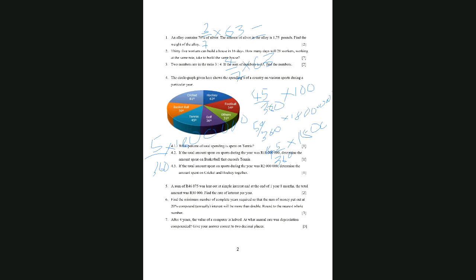Okay, now the next one says if the total amount spent on sports during the year was 2 billion, determine the amount spent on cricket and hockey together. That one is very simple. Amount spent on cricket was 81 degrees. Amount spent on hockey was 63 degrees. So 81 plus 63 is going to give us how much? 144.